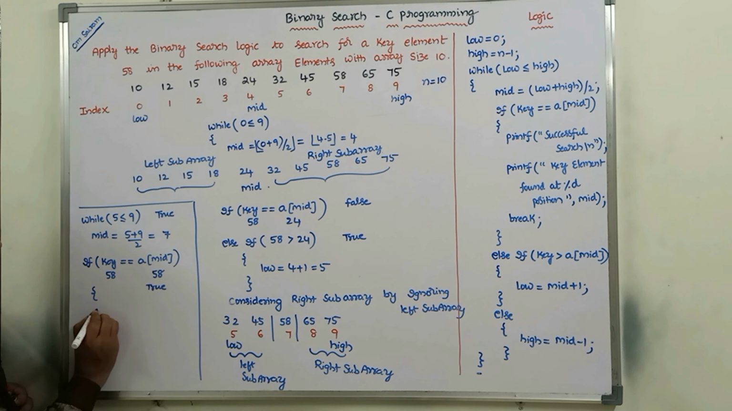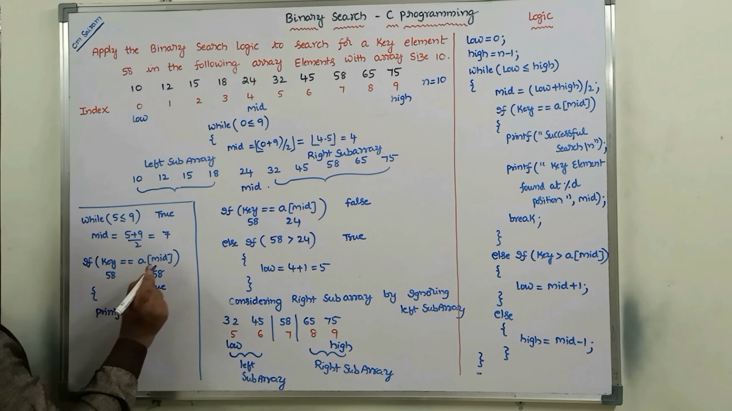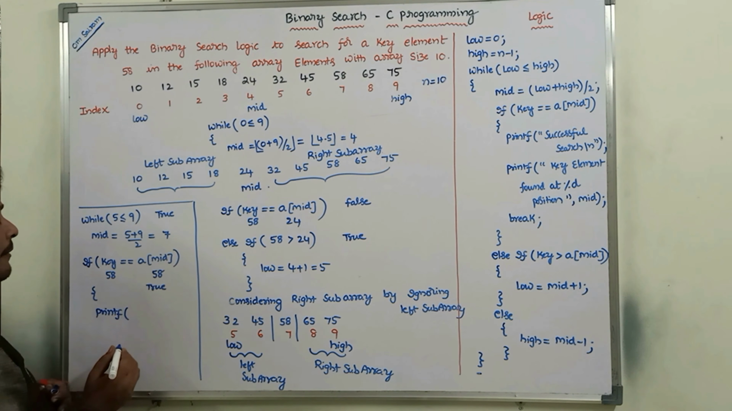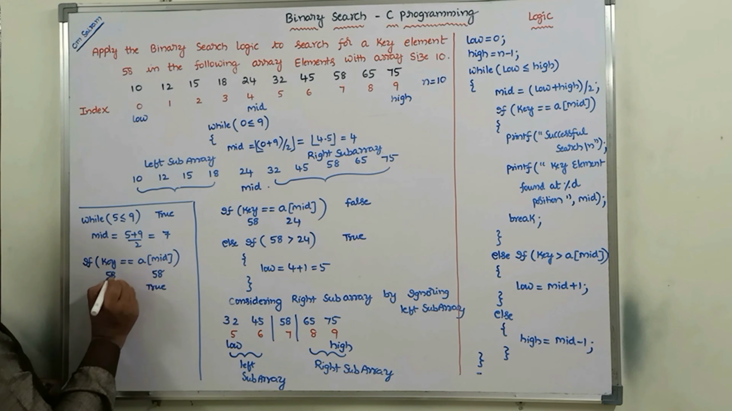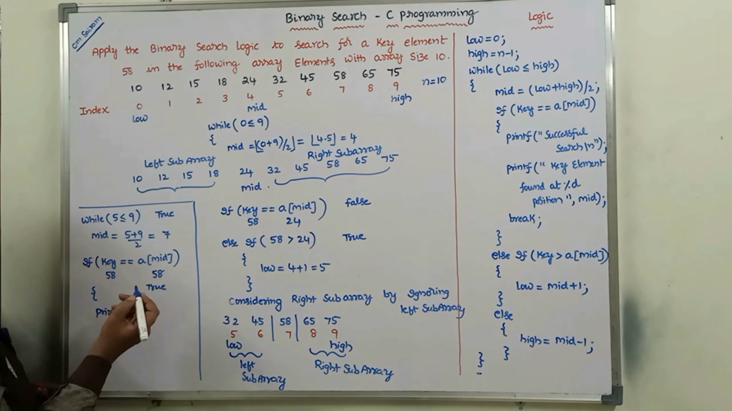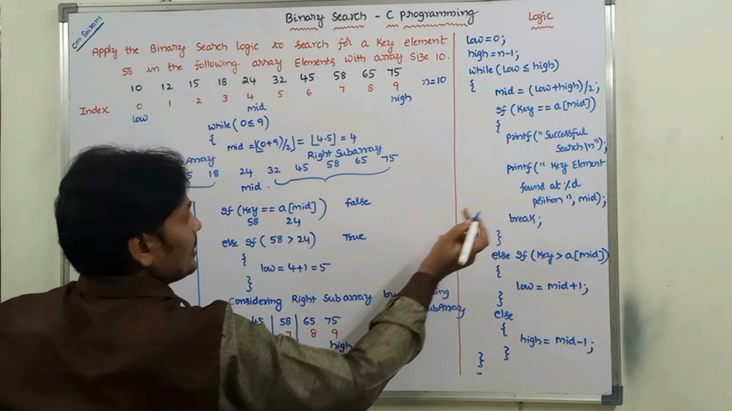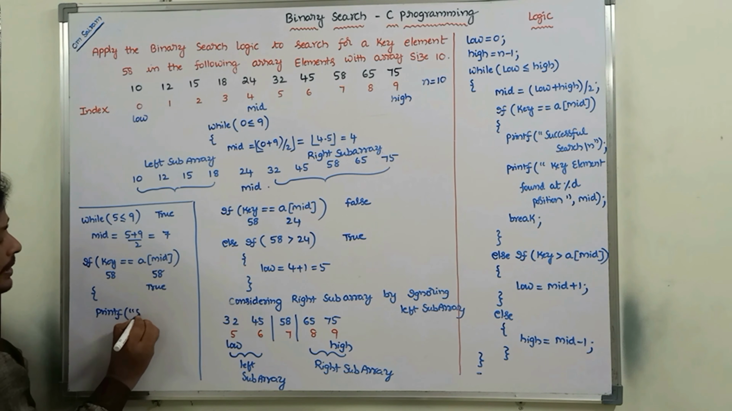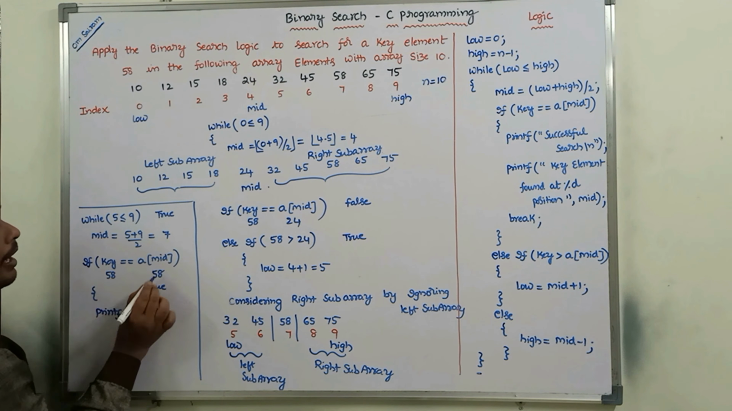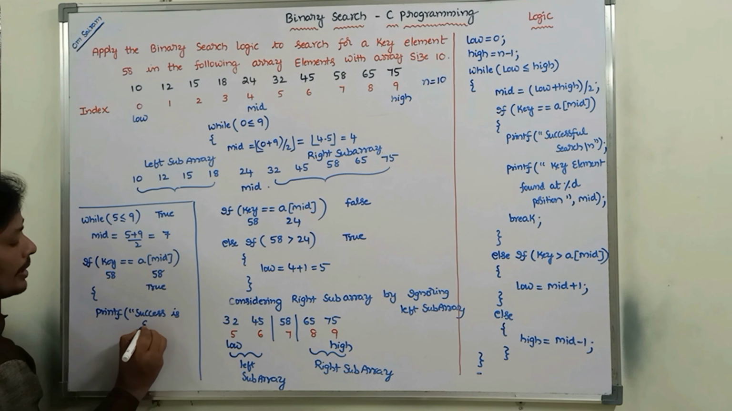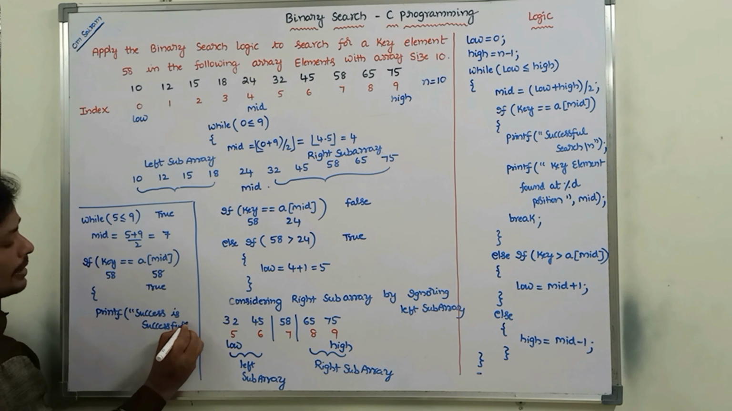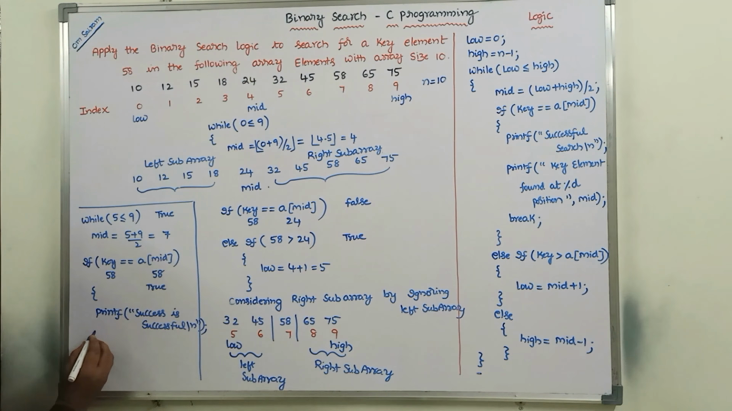If this condition is true, then what is the statement we are executing? printf search is successful. So our key element is equal to a of mid value. If this condition is true, then the statements within the if block are executed. So successful search, because our key element is found in the given array. So search is successful. Next statement is key element.